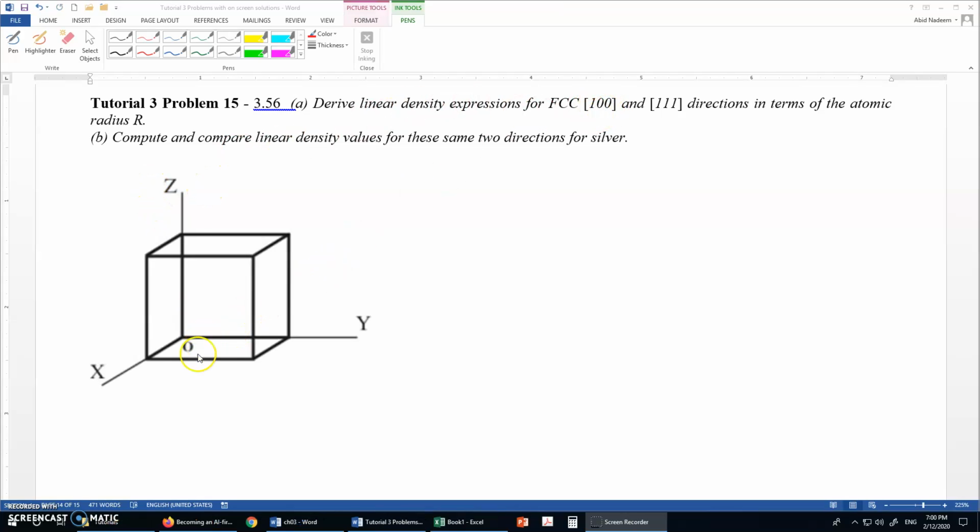100 will be this direction. This direction will be 100. Okay, so for this direction you can find the linear density expression. Linear density means number of atoms in some particular direction divided by length.